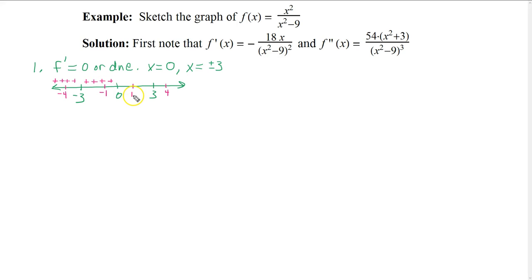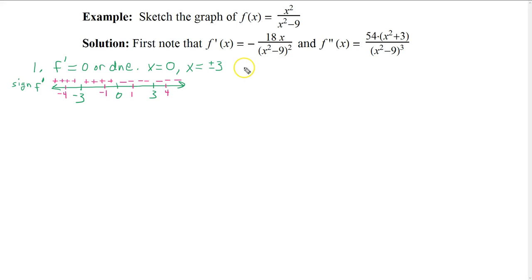Now if we put +1 into the derivative function, the numerator will now be positive, but we have that negative out here. The denominator is always positive, so we will be negative in here. And if we put 4 in, same thing. 18 times 4 is positive, but we have that negative out here, so negative. And this is where we are going to be increasing and decreasing. Remember, the pluses and minuses here represent the sign of f prime.